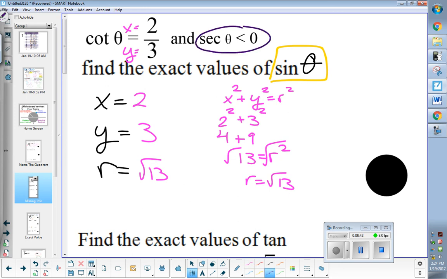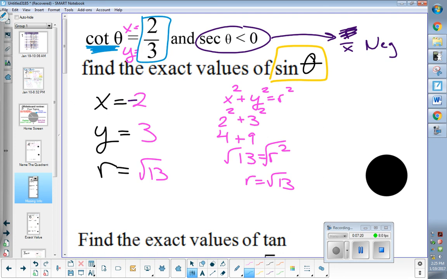Secant is less than 0. If secant is less than 0, secant is r over x. Victor, if we're less than 0, what's that mean? It's negative. So what ends up being negative here? The x is negative. Don't care about the r, so it's the x that's negative. The x is negative, but wait, there's more. Remember what they told me in the beginning. In the beginning, they told me cotangent was 2/3. Or in other words, cotangent was positive.